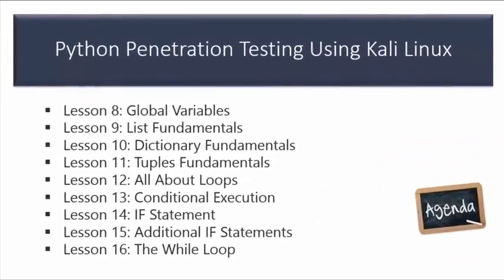Lesson 8, moving forward, is working with global variables. And lesson 9 and 10 are lists and dictionary fundamentals. Lesson 11 are tuples, which are similar to list, but they're immutable. And lesson 12 is all about loops, moving forward with the conditional execution in lesson 13, and working with our ifs and while loops in lesson 14 through 16. So the objective here is to make sure that you understand the basics of Python programming.